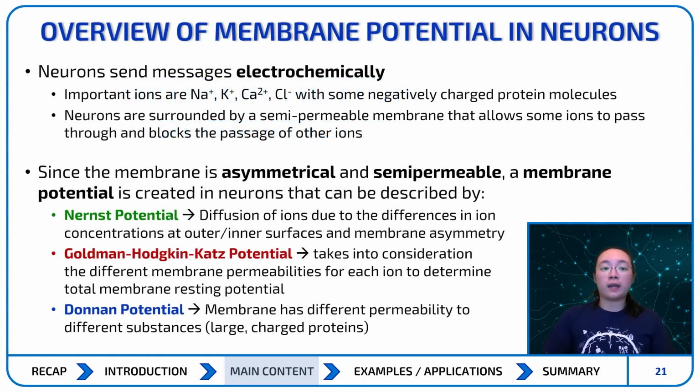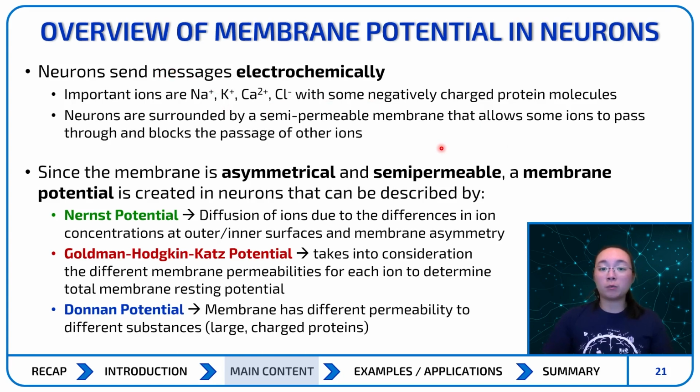First, we take a look at how a membrane potential is created in neurons. Neurons are going to send messages electrochemically. Important ions are sodium, potassium, calcium, and chlorine, with some negatively charged protein molecules. Neurons are surrounded by a semi-permeable membrane that is going to allow some of these ions to pass, while blocking the passage of some other ions.